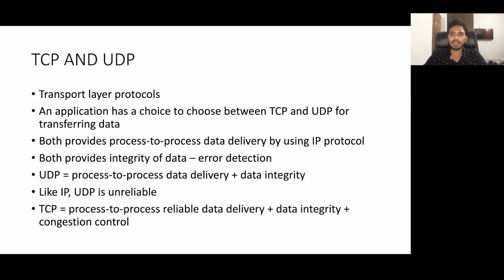Now there are two important protocols in the transport layer. One is TCP and one is UDP. Whenever the application layer is sending some data, it has to use either TCP or UDP. TCP full form is Transmission Control Protocol. UDP is User Datagram Protocol. Now these are two important transport layer protocols. An application has a choice to choose between TCP and UDP for transferring data, that we have seen a lot of times. Now both provide process to process data delivery by using the IP protocol.